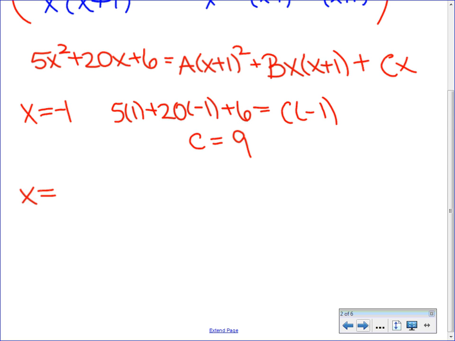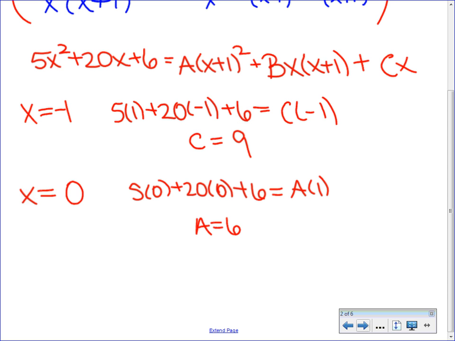0. x is a factor, so we can plug 0 in. So we have 5 times 0 squared plus 20 times 0 plus 6 equals, this is going to be A times 1, B times x, x is 0, so that's going to go away. C times x, x is 0, that's going to disappear. And so A is 6.